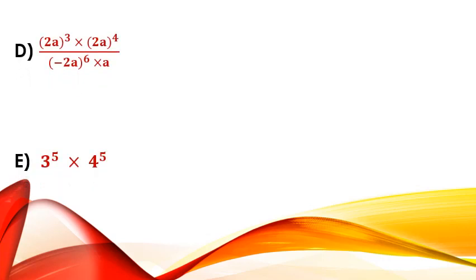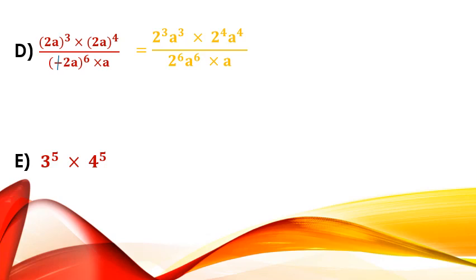Letter D, for example, (2a)^3 times (2a)^4 over (-2a)^6 times a. The first step, negative and even power, remove the sign, and distribute the power on all. Example, 2^3 a^3 times 2^4 a^4 over 2^6 a^6 times a. We take the common base.